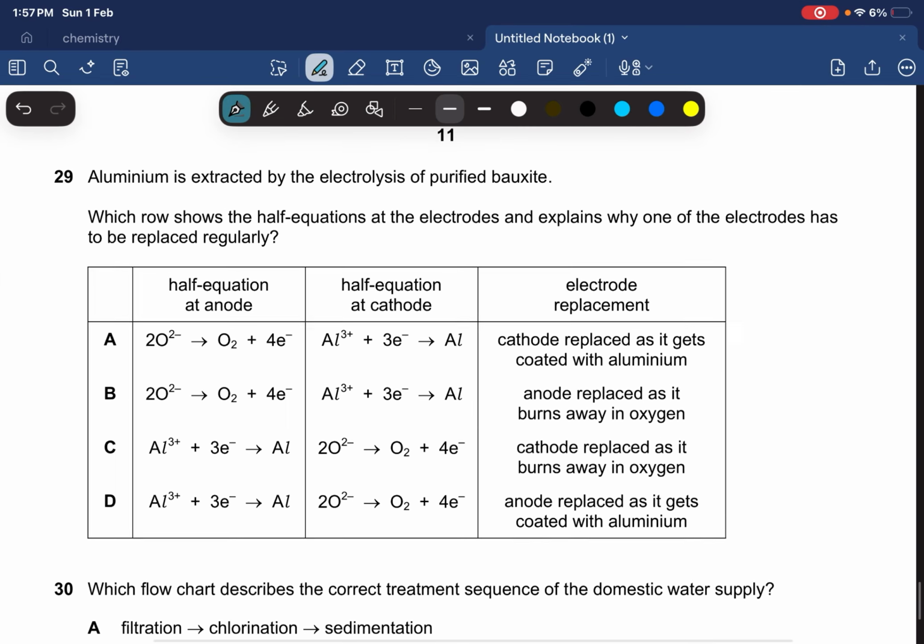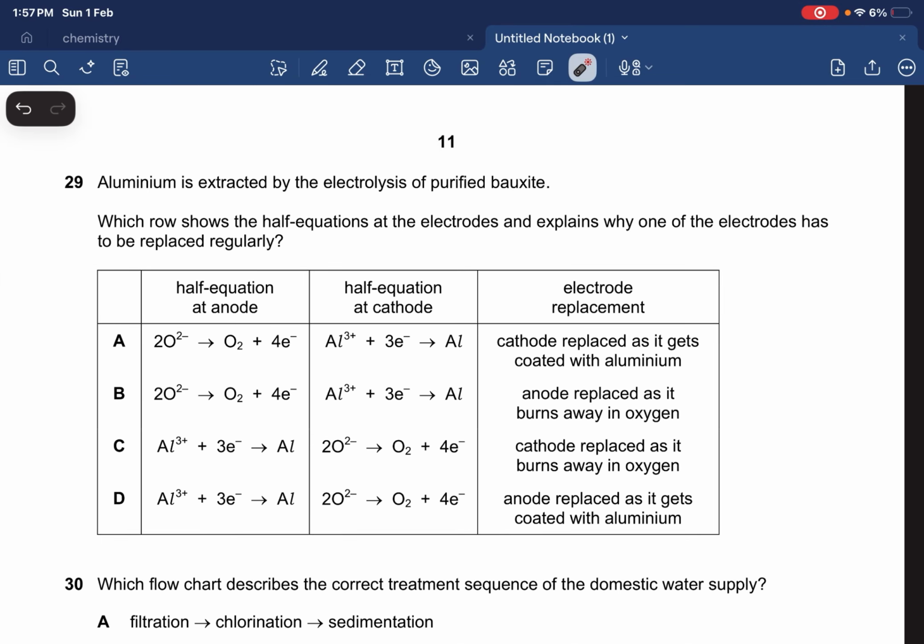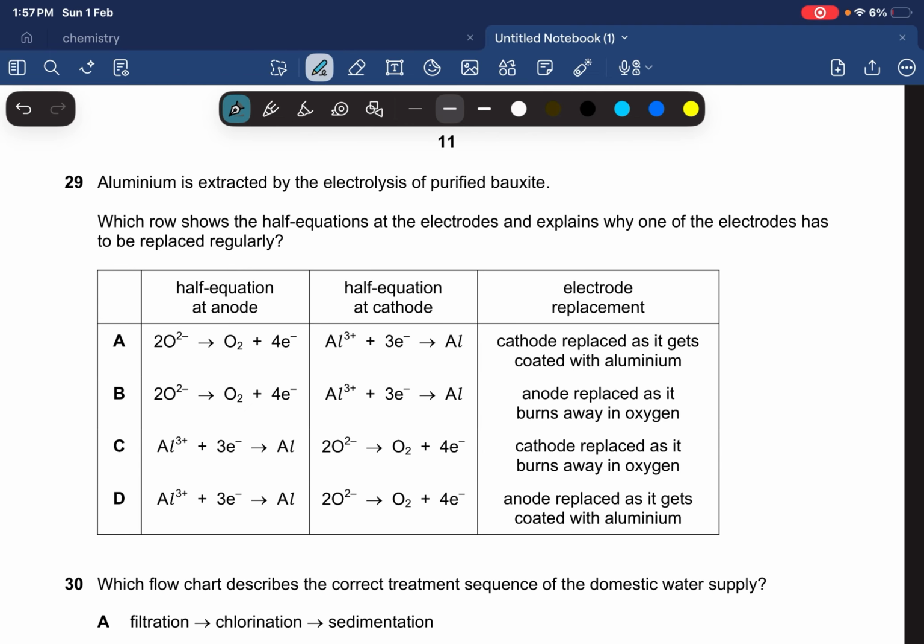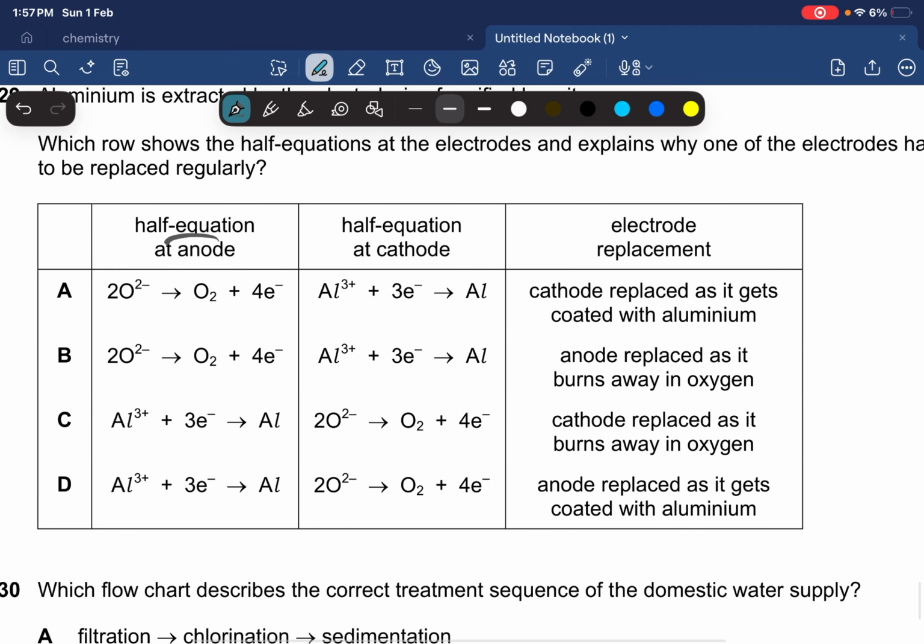Aluminum is extracted by the electrolysis of purified bauxite. Which row shows the half equations at the electrodes and explains why one of the electrodes has to be replaced regularly? Okay. So half equation at the anode. Anode is your positive electrode on which your negative ions come. So cross.